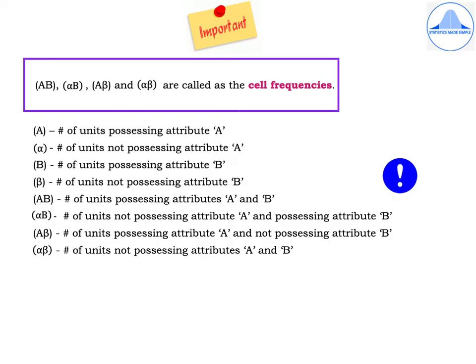Similarly, AB within brackets is number of units possessing attributes A and B. Alpha B is number of units not possessing attribute A and possessing attribute B. A beta is number of units possessing attribute A and not possessing attribute B, and alpha beta denotes number of units not possessing attributes A and B. So keep in mind that whenever the notations are written within brackets, they denote the number of units, or they are nothing but the cell frequencies.